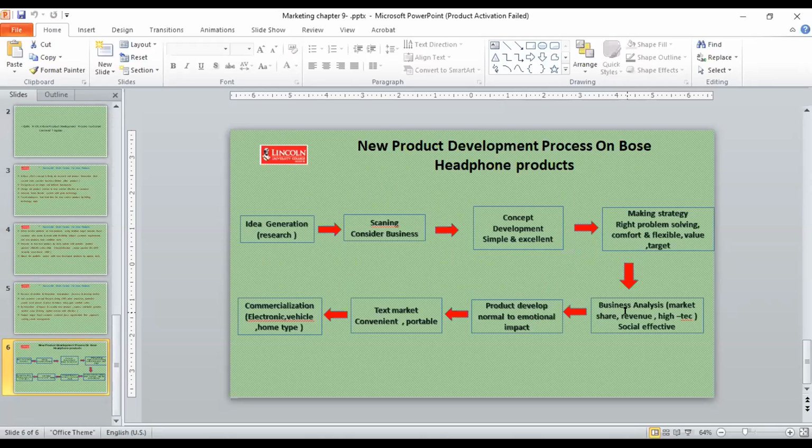And business analysis, market share, revenue, high test, social effects, our rest represent. As my one of the teacher.